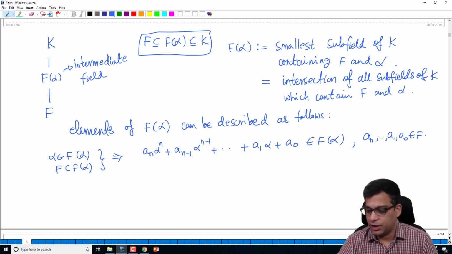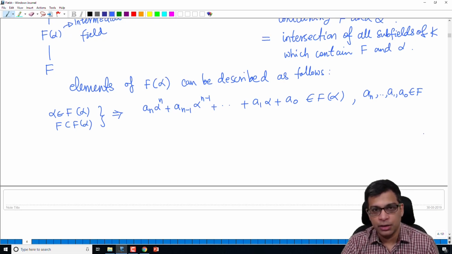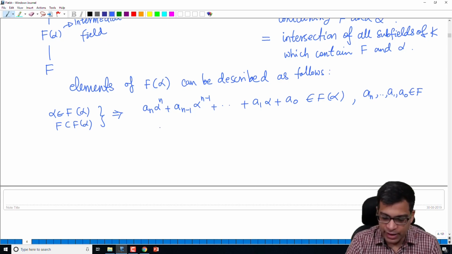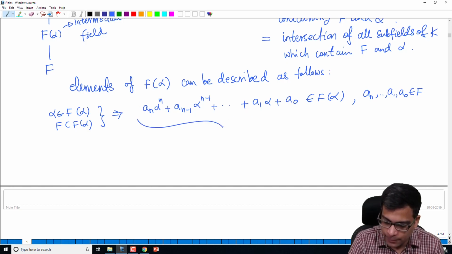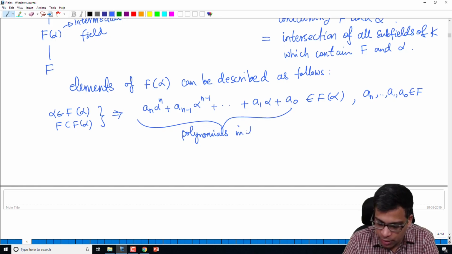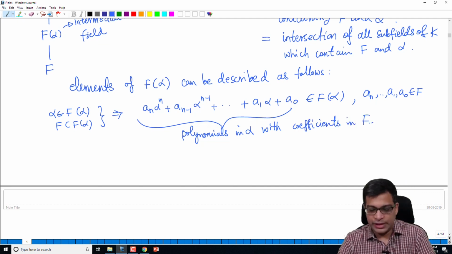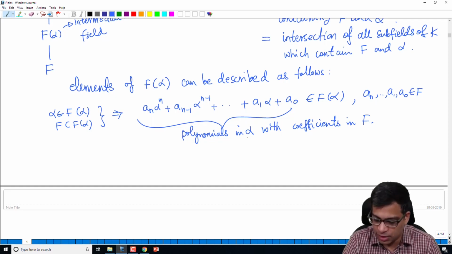So all linear combinations like this are going to be there. This will happen as soon as this is a ring. I am not looking at the smallest ring containing F and alpha, so I also must have ratios of this. So these are polynomials. If you recall polynomials that we studied in ring theory, these are polynomials in alpha with coefficients in F, right? Exactly, that's what this is. These are polynomials in the element alpha with coefficients in F.